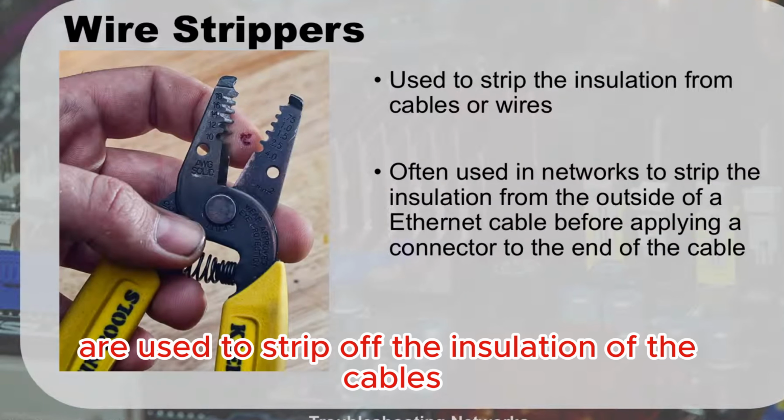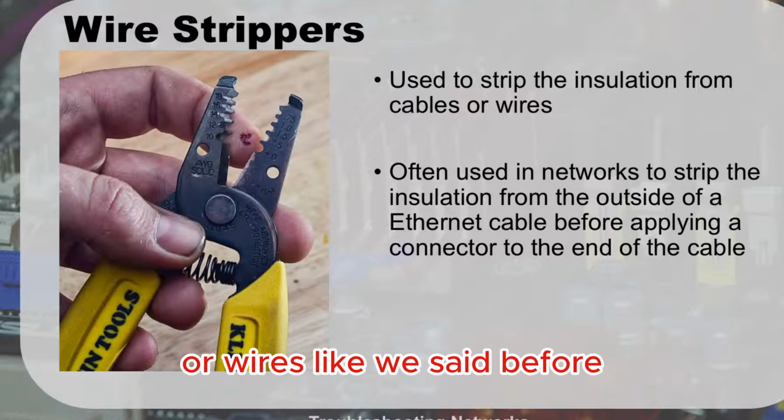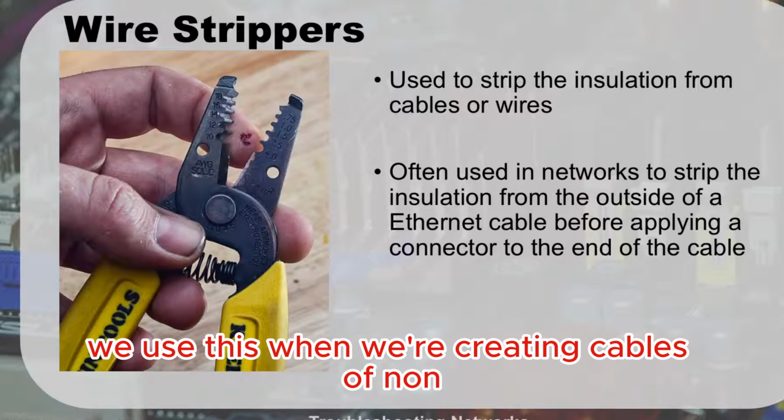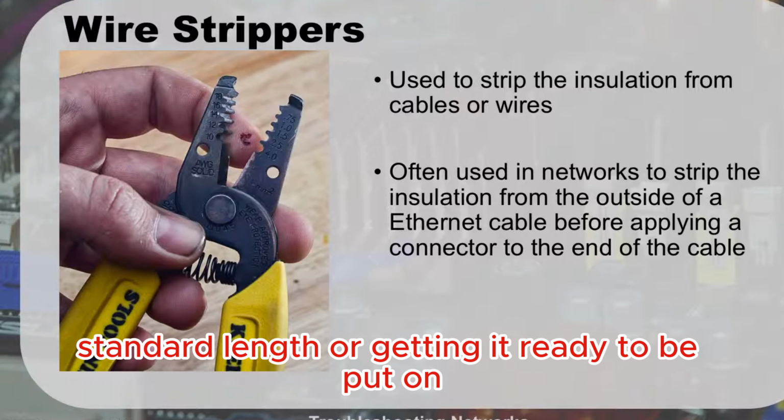Wire strippers are used to strip off the insulation of the cables or wires. Like we said before, we use this when we're creating cables of non-standard length or getting it ready to be put on a punch-down block.